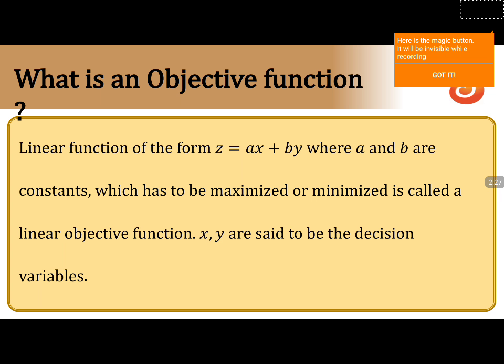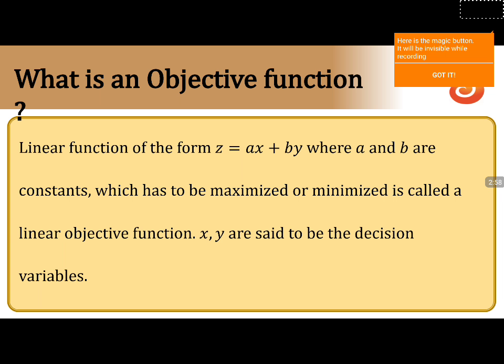In the linear objective function, x comma y are said to be the decision variables. We call x comma y the decision variables because of the values of x and y that you are going to get, which decide whether it is a maximum value or a minimum value. That's why the variables used in the objective function, x and y, we call the decision variables. Because of these variables, we can judge which one is maximum and which one is minimum.